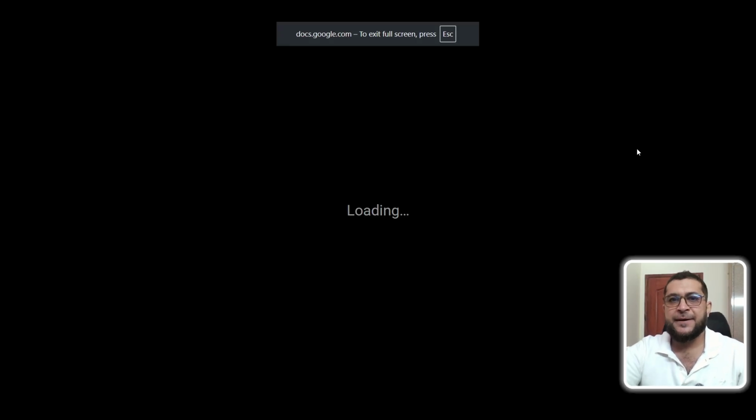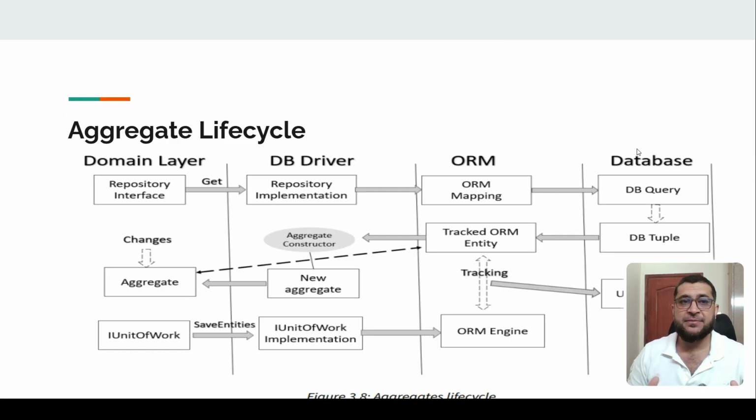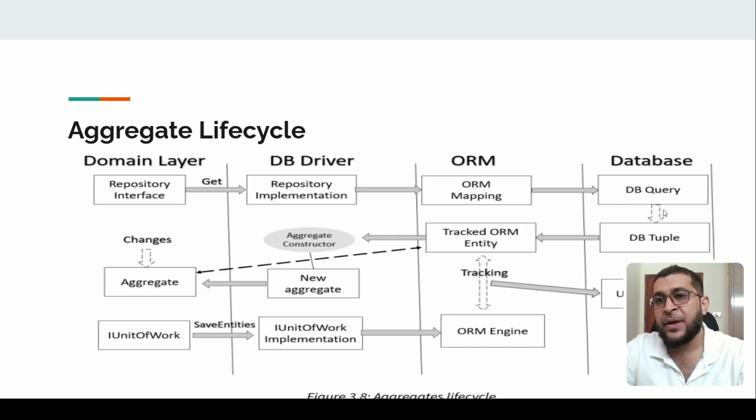Here is the aggregate life cycle. First, for example, we need some customer data, so we'll use the repository interface. It will get all the data from the repository using the DB driver, and the DB driver will contact the ORM. The ORM will map the data, and it will get the data from the database. So this is the first flow. You can see here from the right side, the database will provide you the tuple, and then the ORM will start tracking that entity.